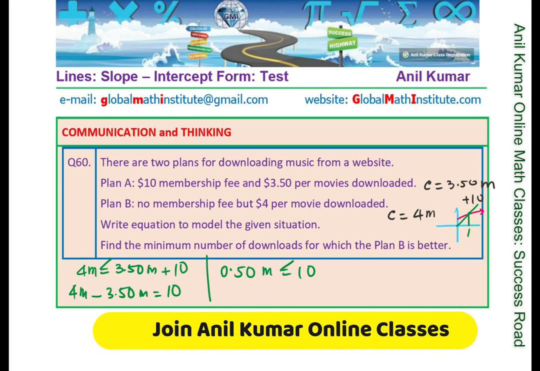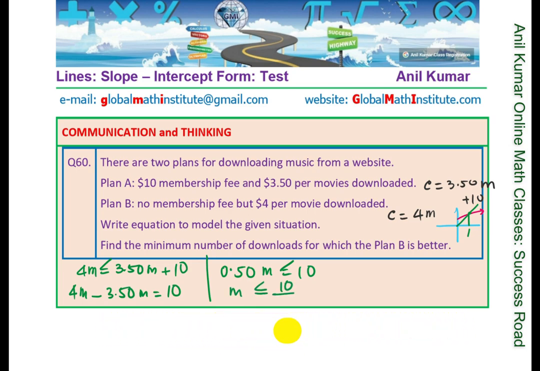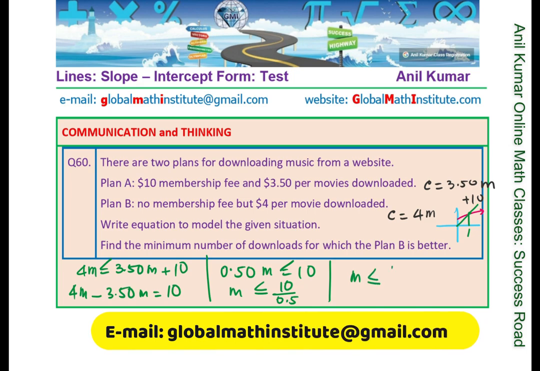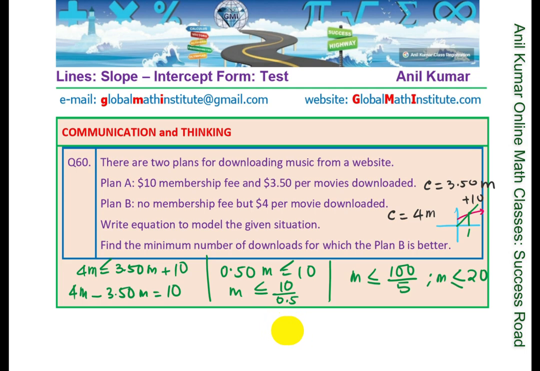So that is what we say, minimum number of downloads for which plan B is better, right? So we have M = 10 divided by 0.5, correct? So we can now solve this. Dividing by 5 will be 20, right? So M is less than or equal to 100 divided by 5, correct? Which is, you can say, M is less than or equal to 20. So for the minimum number of downloads for which plan B is better, well, for 20 also it is not bad. It is the same, right? So you can say the answer is 20, right?